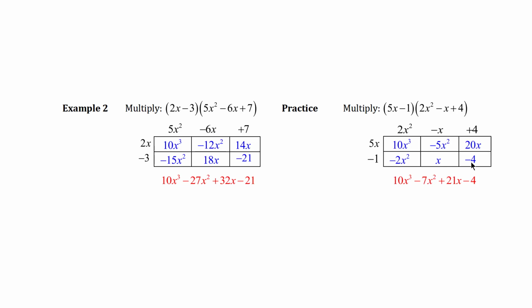Next, we go ahead and bring down the 10x cubed, and then we combine negative 2x squared and minus 5x squared to get negative 7x squared. And then we combine x and 20x to get 21x, and then we bring down the minus 4. The final result is 10x cubed minus 7x squared plus 21x minus 4.